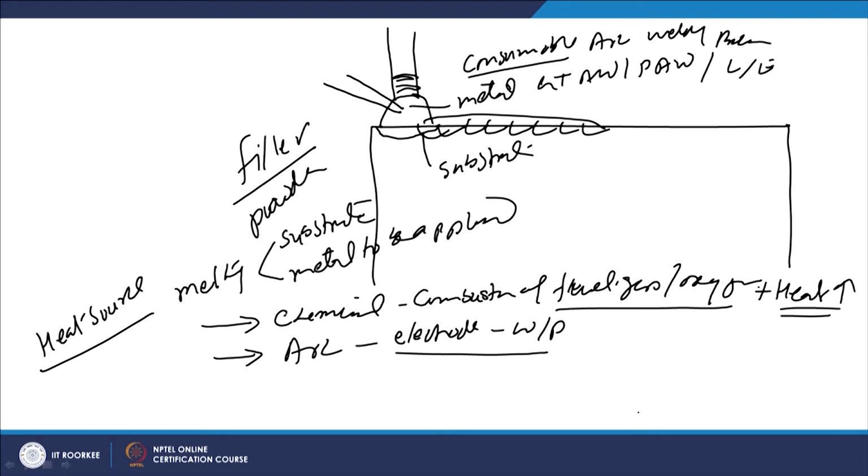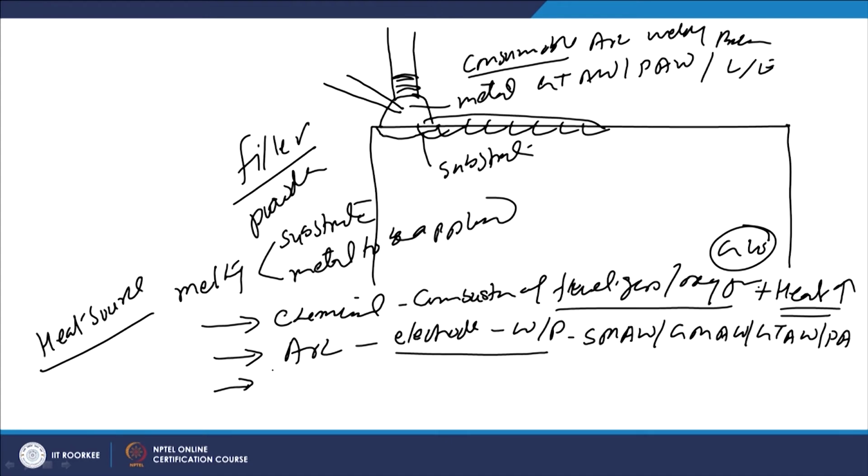Now depending upon the processes, different energy densities are observed. In case of chemical energy, where the combustion of fuel gas and oxygen is used, this approach is used in gas welding, and the arc is used as a source of heat in a number of processes like shielded metal arc welding, gas metal arc welding, gas tungsten arc welding, plasma arc welding, flux cored arc welding, etc. So in all these cases, the arc is established between the electrode and workpiece. So the workpiece has to be electrically conducting, and only then can the arc be established.